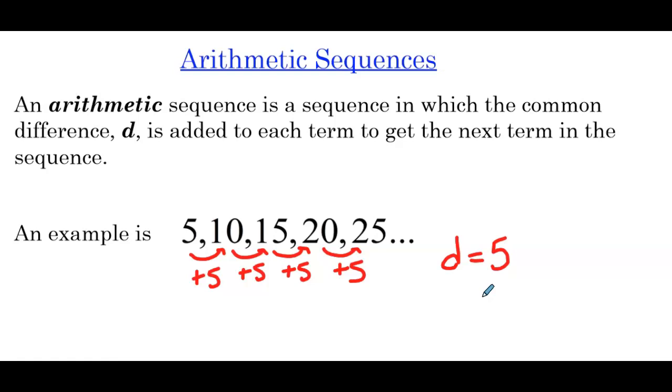Now, if we look back at the definition, it only says added, but subtracted can be included here as well. We just think of subtraction as addition of a negative number. So any sequence where we're either adding or subtracting the same amount to get from one term to the next is an arithmetic sequence.